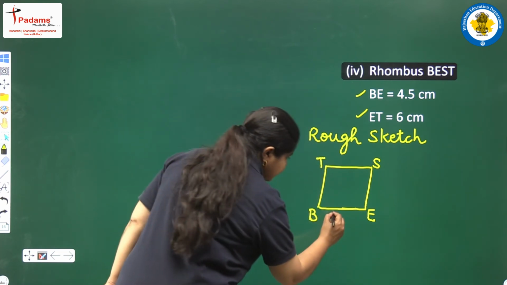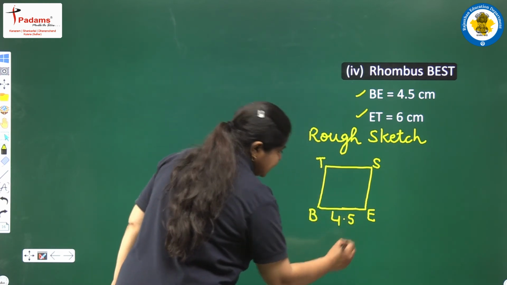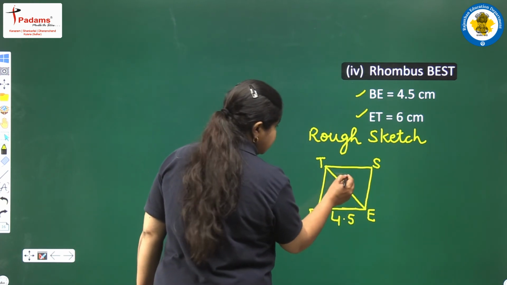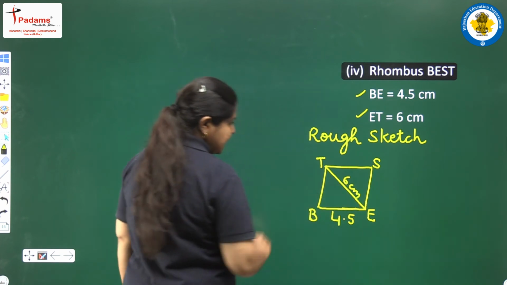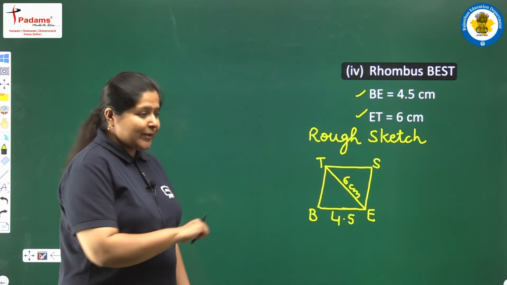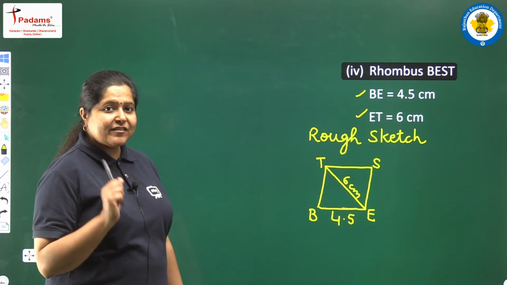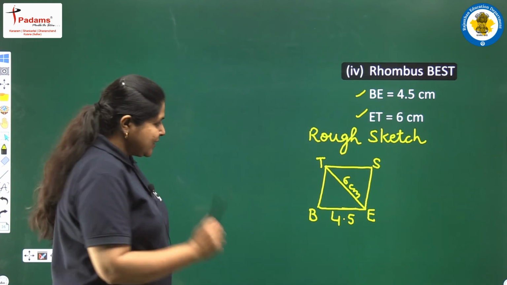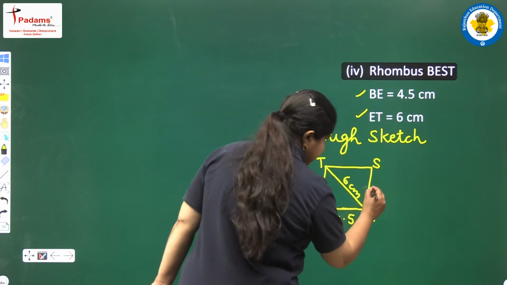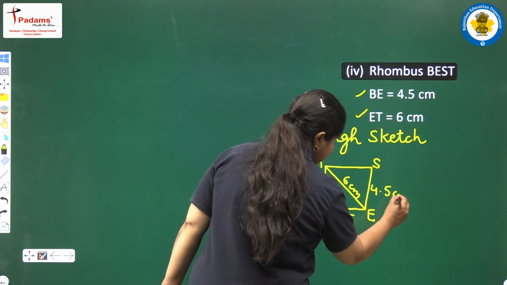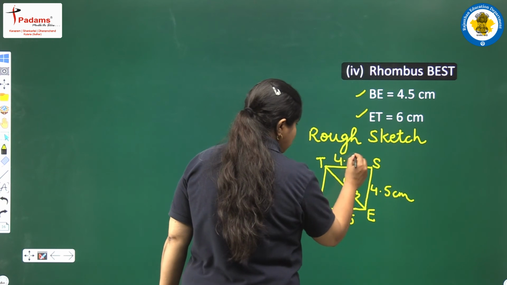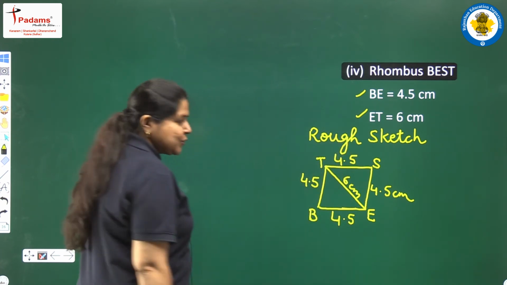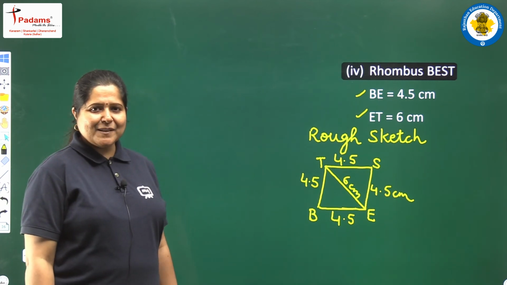Now BE is given to be 4.5 centimeters and ET, this diagonal, is given equal to 6 centimeters. Now how can you get the remaining measurements? Just recall that in a rhombus all the 4 sides are equal. So if this is 4.5, then this will again be equal to 4.5 centimeters. This will also be measuring 4.5 centimeters and this one also will be equal to 4.5 centimeters.